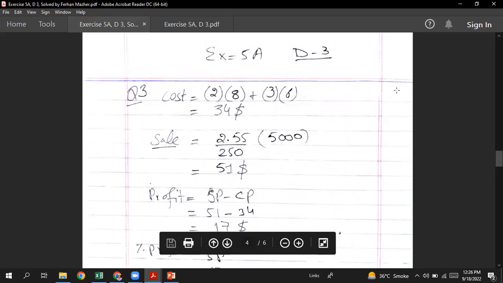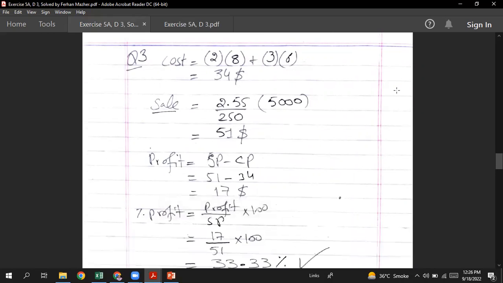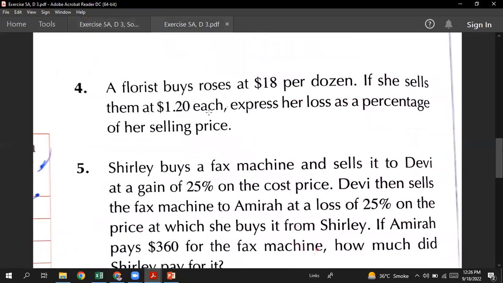So let me reduce the size of this so you can see the whole question. Now the whole question is showing up on your screen, and you can pause the video and take your time with this question. So this is how you do question number three. Okay, so we are going to the next question. The next question is question number four.